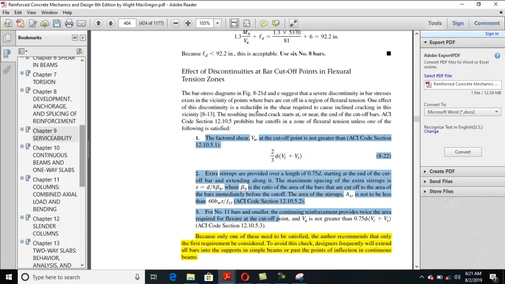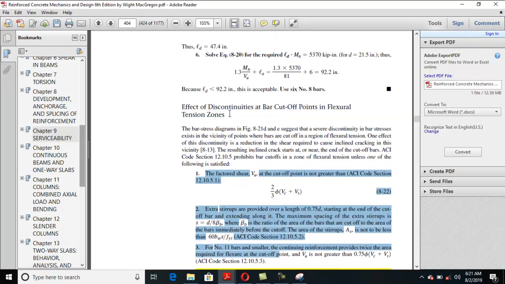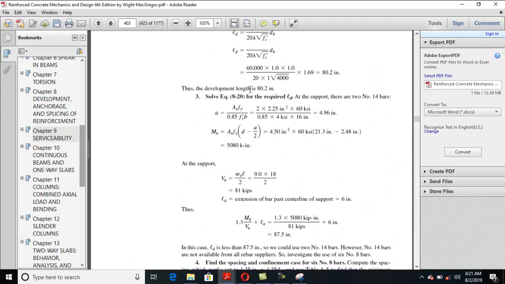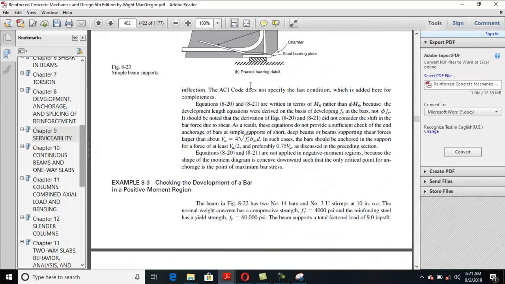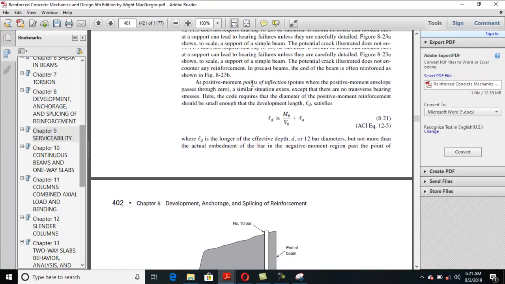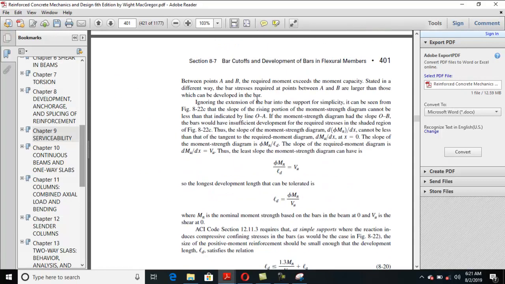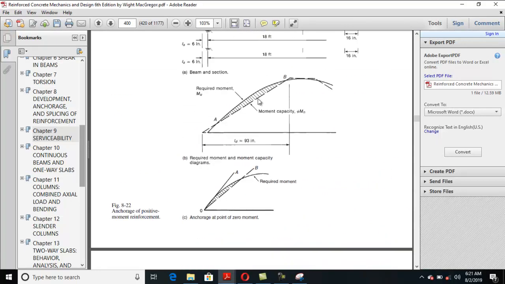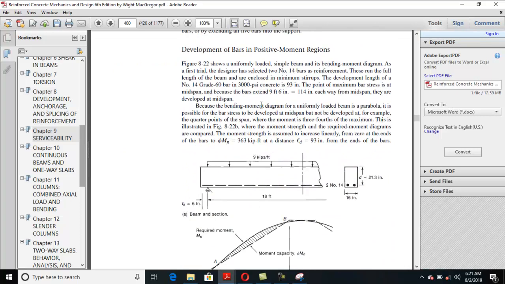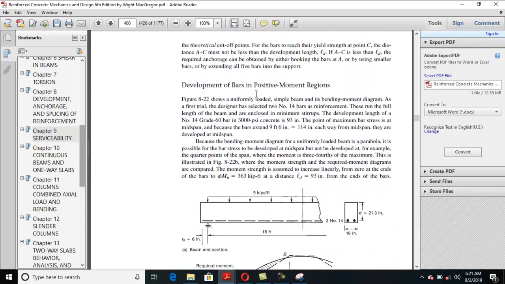Okay, effect of discontinuity at bars. I explain that when you cut the bar, there is tension, shear stress, concentration. So how do we cover it? Basically I explain all those topics. Also, you can read this detail in this book, in a very important and very detailed way.